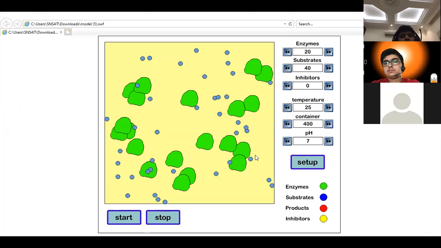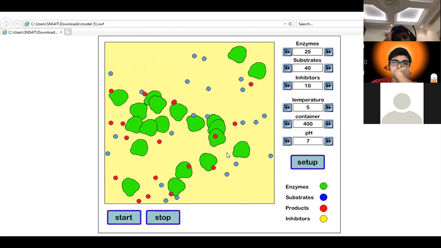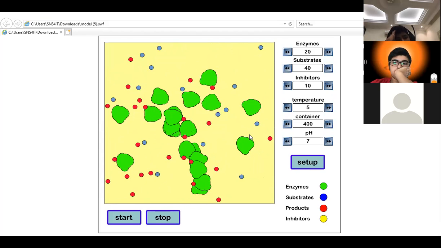The green ones are the enzyme. The blue ones are the food molecules, right? Red ones are going to be the products. And inhibitors, let me show you some inhibitors. Let's put 10 inhibitors. So they are going to move. If I decrease the temperature, let me start from 5 degrees Celsius. You're going to see that they move very slow. And the red ones are the products.